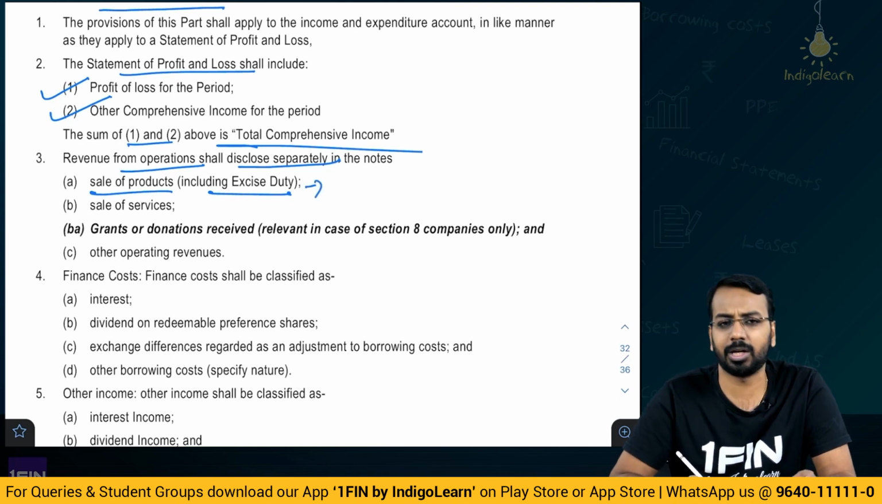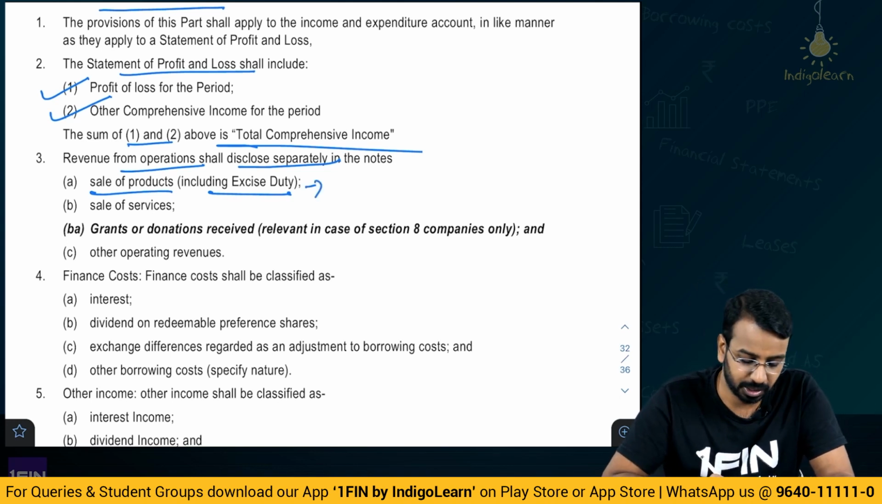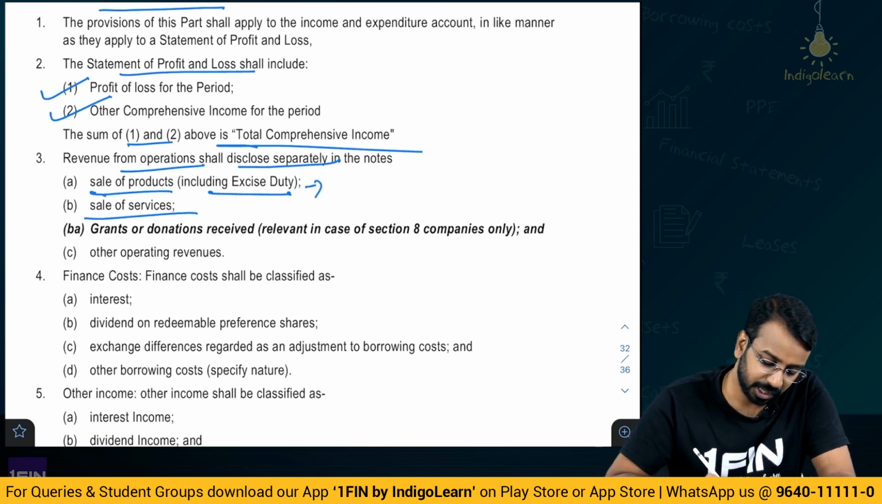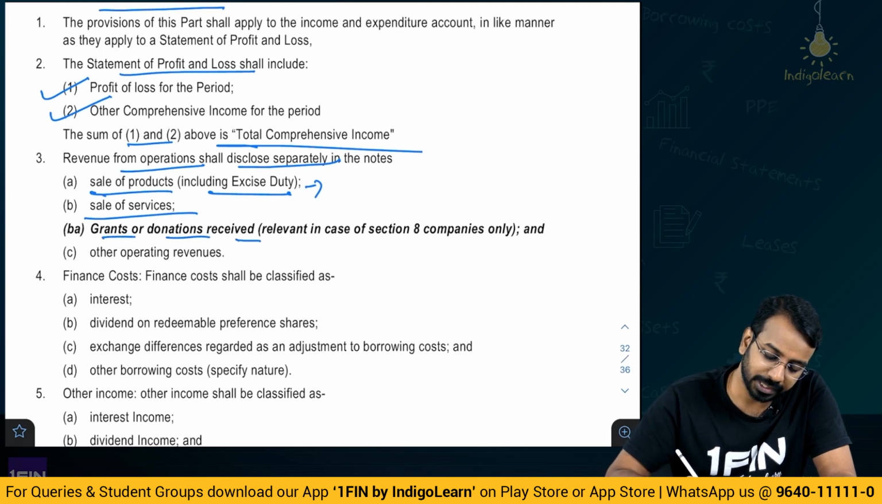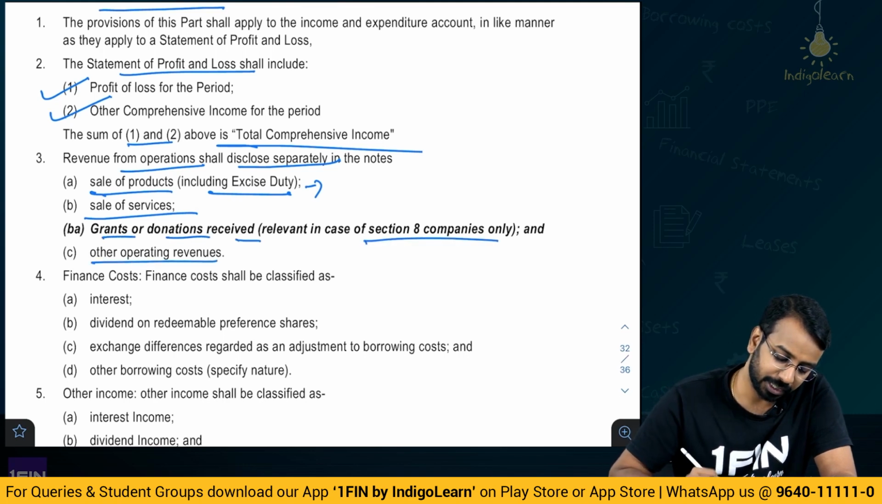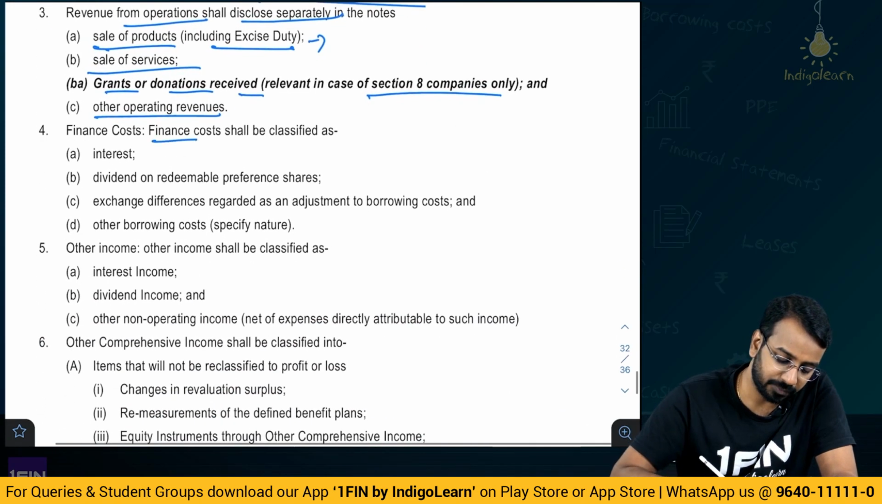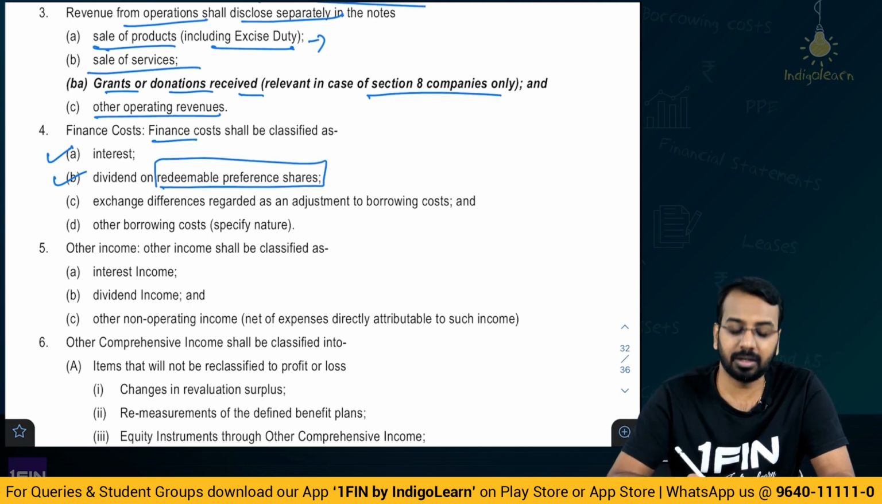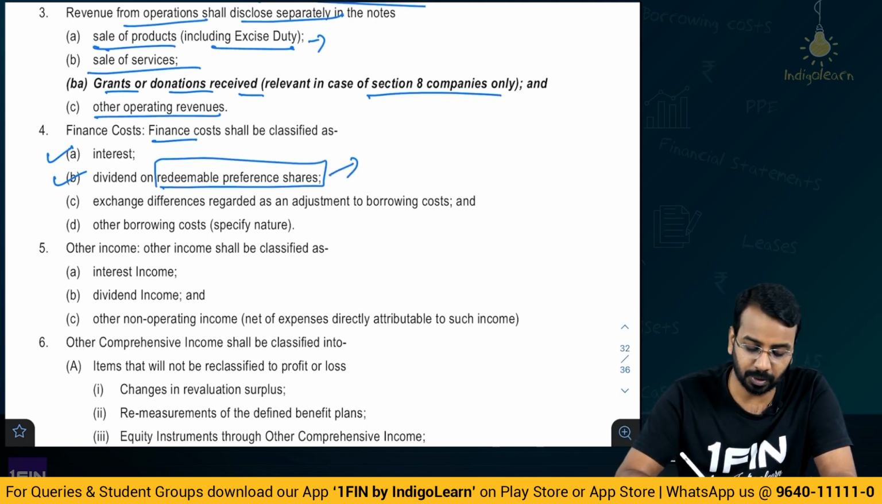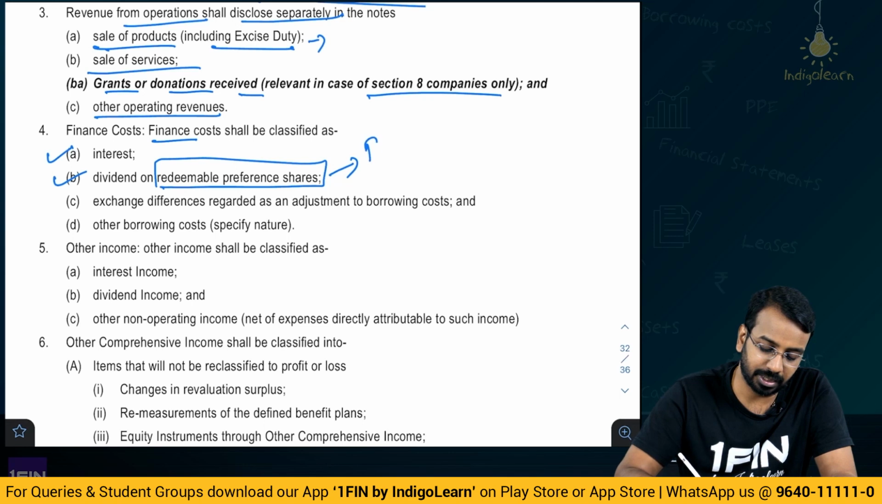Excise duty is now applicable only on limited products. Okay. So sale of products and sale of services, and grants or donations received only in case of Section 8 company, and other operating revenues. Then finance cost shall be classified as interest, dividend on redeemable preference shares. Now please remember, dividend on redeemable preference shares is a finance cost because redeemable preference share is a financial liability, and hence whatever you pay here will be your finance cost.